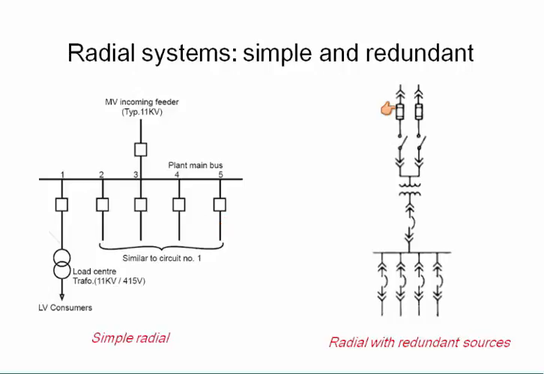On the other hand, this is radial but with a redundant system. You have a second feeder. Alright? So two sources. You run on one, if one fails, switch to the other. You can have automatic switchover. This is more expensive.